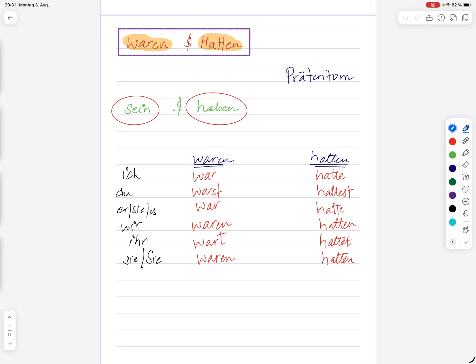Hello everyone. So today we will look at the verbs waren and hatten, and we will look at them in comparison to the sein verb and the haben verb. Waren and hatten are the verbs in Präteritum form, which is in past tense. And then we have sein and haben, which are in present tense. These two verbs, right?